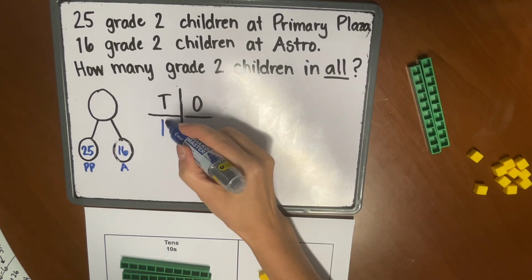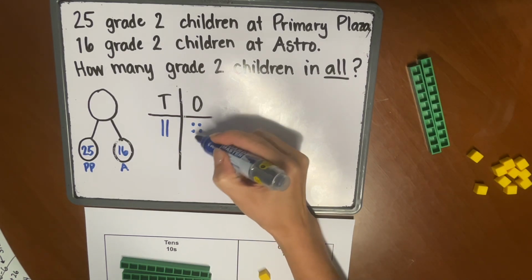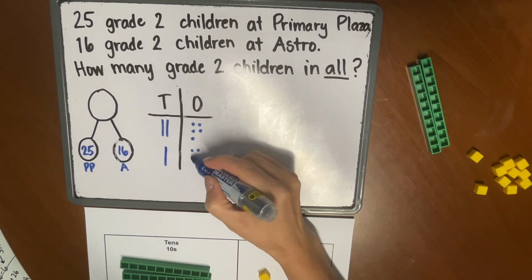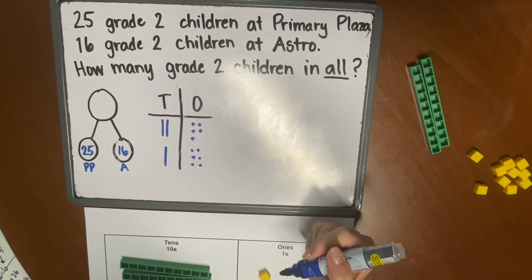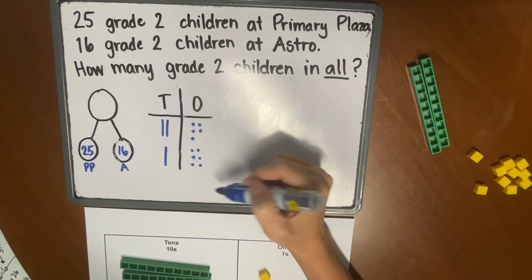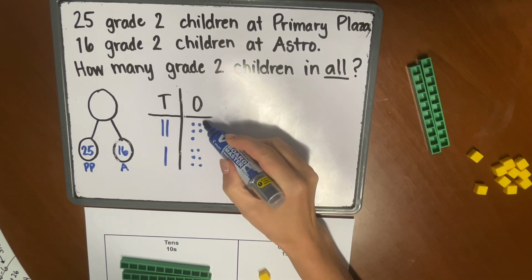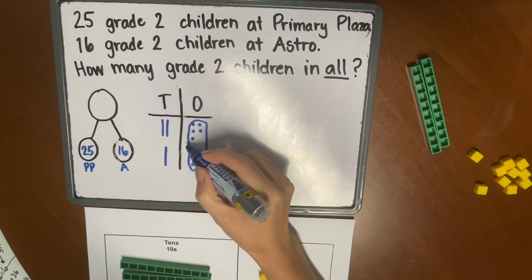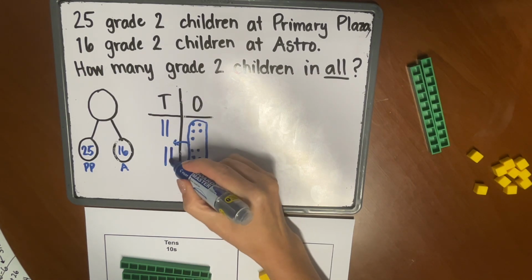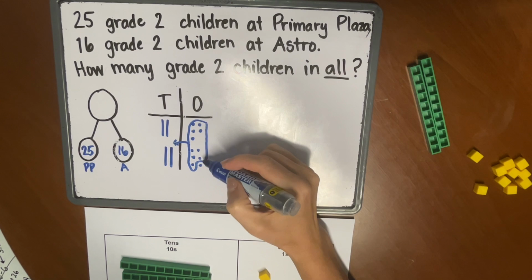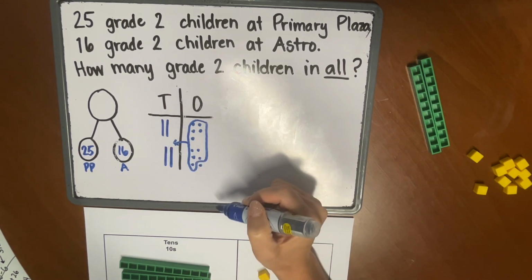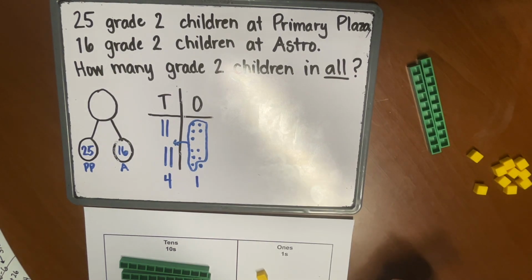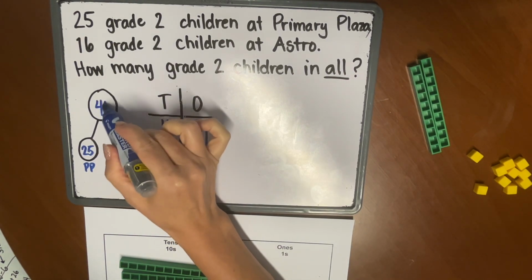I had 25 at the primary plaza and 16 at the Astro. I know that the ones together, I made a 10 before, so here was 5 and 5 was 10, and I actually moved it over to here. So then I didn't have these anymore here, I had them moved over here. So I had 4 10s and 1 left over. So my total was 41.